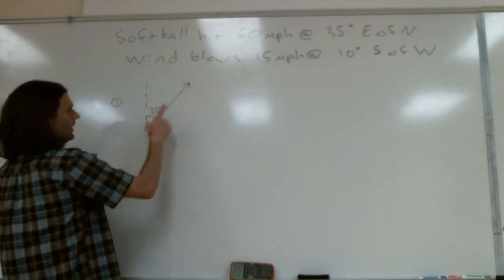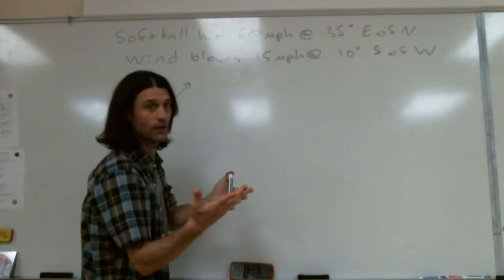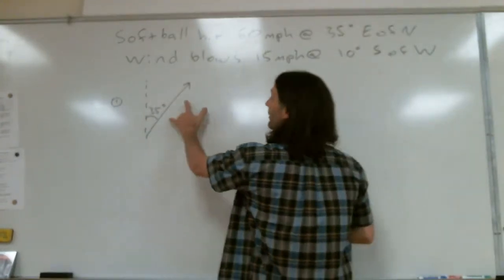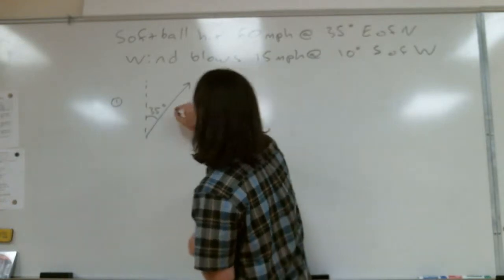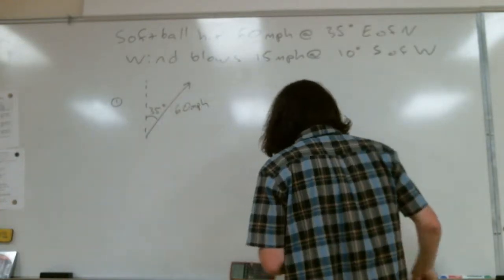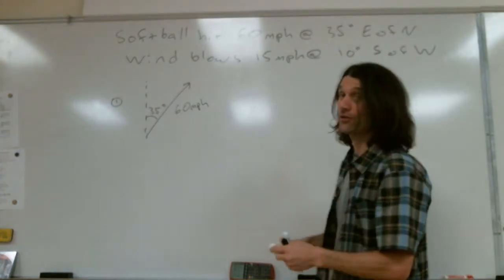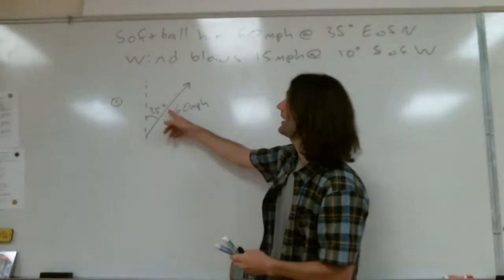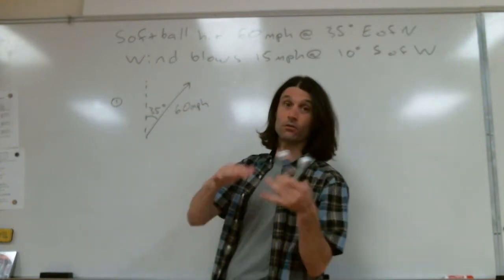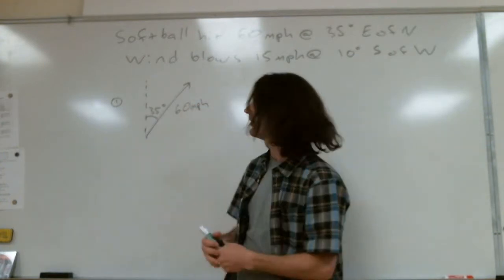So this arrow now, we're going to turn it into a triangle. All right, that one has the hypotenuse, 35 degrees. The hypotenuse is 60 miles per hour. To turn it into a triangle, you know, there's 3 sides to every triangle. All right, now we got this one. We need the horizontal and vertical components, the x and the y.